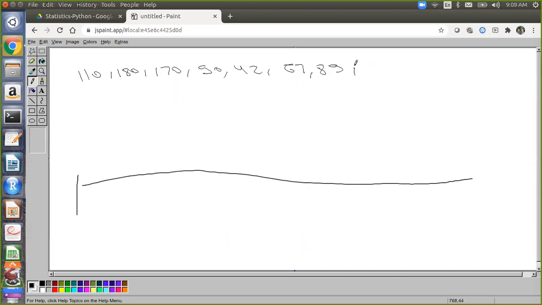89, 250, 900, 850, 67, 92. Create a box plot for this data and share the snapshots.